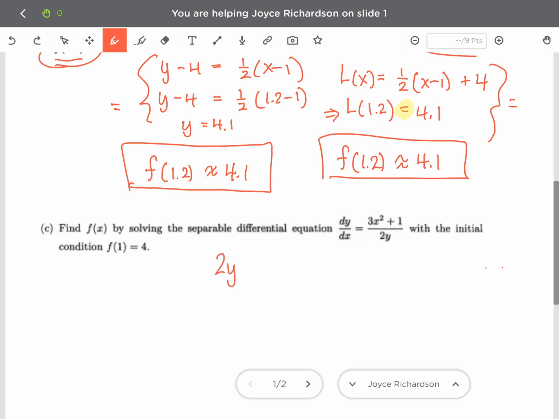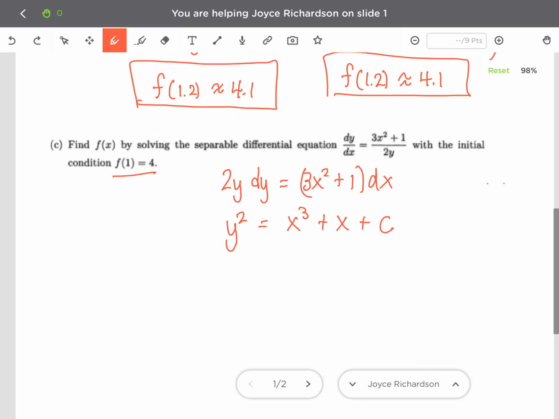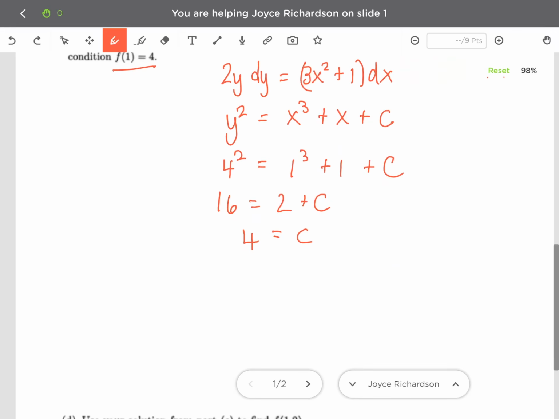Okay, find f of x by solving. So I'm going to do separation of variables. 2y dy is equal to (3x squared plus 1) dx. And I'll get y squared is equal to x cubed plus x plus c. And I'll solve for c using that initial condition that they gave me. So 4 squared is equal to 1 cubed plus 1 plus c. So 16 minus 2, I'm going to end up with that constant is 14.